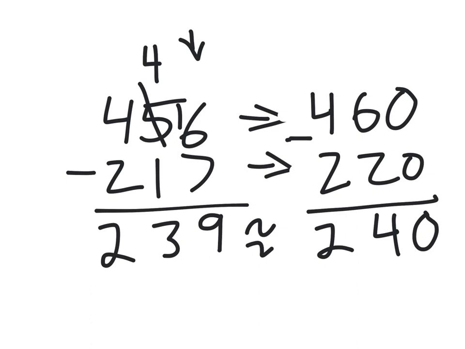So, what this shows us is if our estimate is rounding to the hundreds place, it's only going to be kind of close. If we round to the tens place, it's going to be a lot closer. Okay? All right, let's do one more.